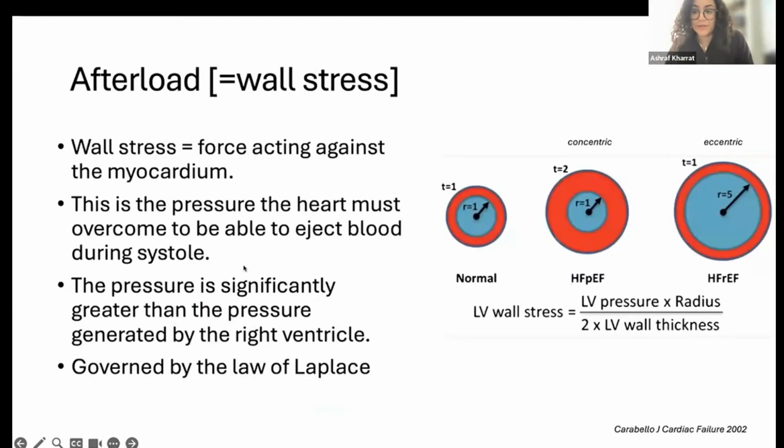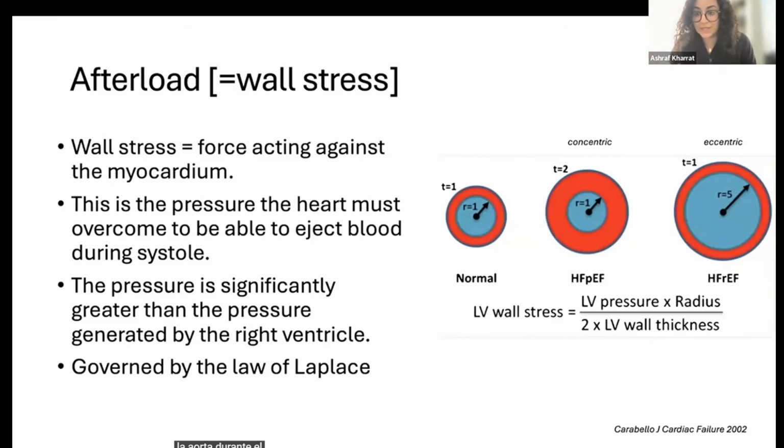LV afterload is a little bit different because the left ventricle pumps into the aorta, and the aorta leaves the thorax and is responsible for pumping blood throughout the entire body, versus the pulmonary artery, which is really a lower pressure vessel, and it's really only pumping to the lungs, which is also within the same space. So both the heart and the lungs are in the thorax. So LV afterload is proxied or related to wall stress, which is the force that acts against the left ventricular myocardium. And essentially, this is the pressure that the heart must overcome in order to be able to eject blood into the aorta during systole.